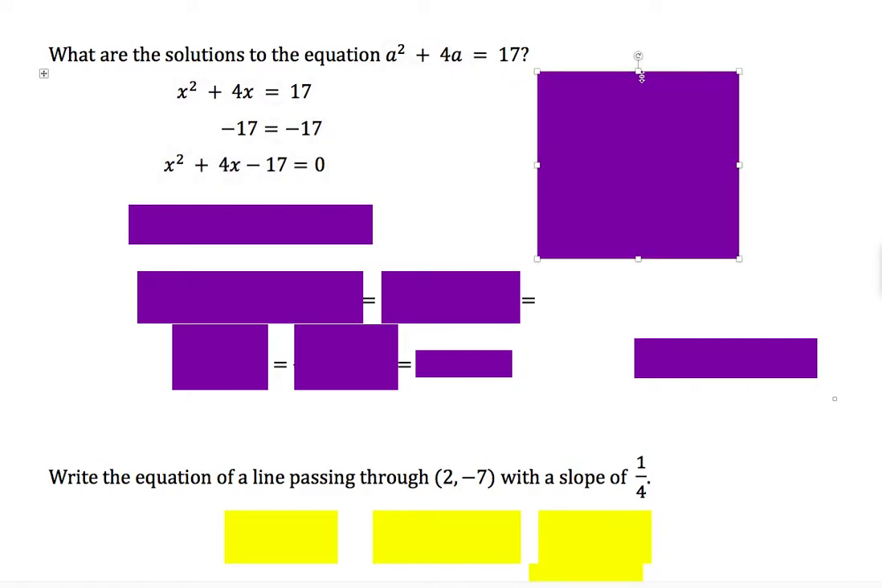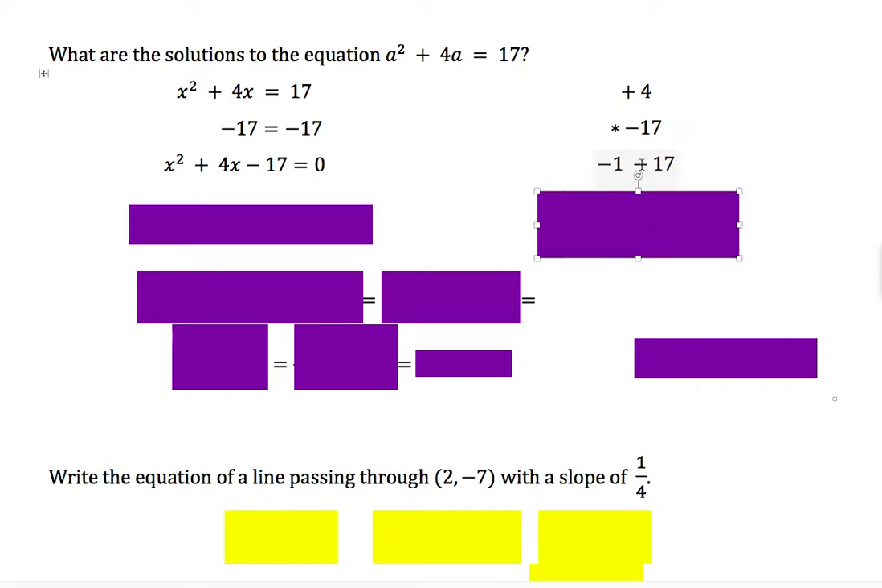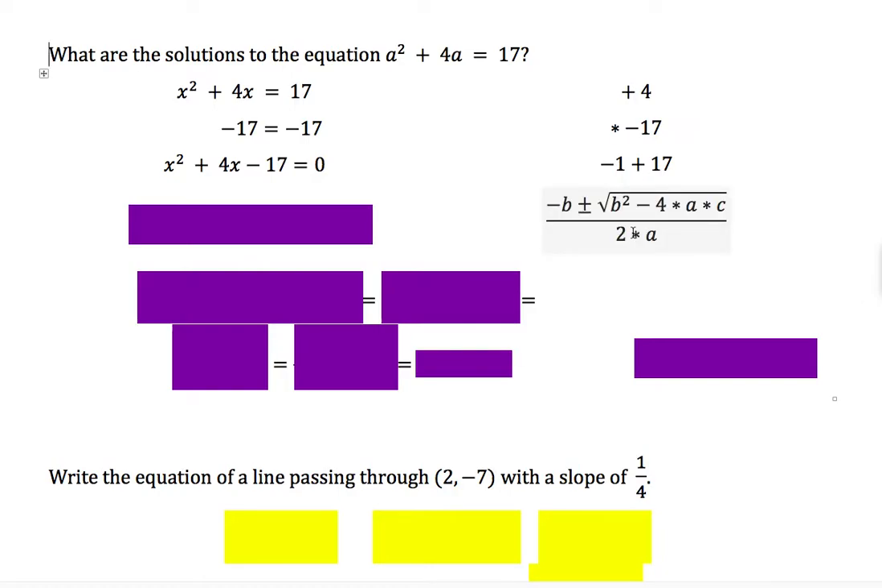And we would factor by grouping, so we want two numbers to add together to get 4 and multiply together to get -17. And this would require one to be negative and one positive. And 17 is a prime, not a prime number. Yes, it's a prime number. The only two terms that multiply together to get 17 are -1 or 1 and 17. Well, -1 plus 17 does not give us 4, so we are going to have to use the quadratic formula here again.